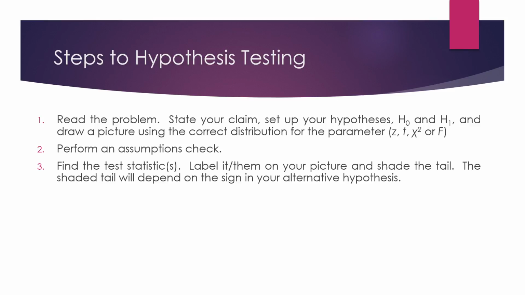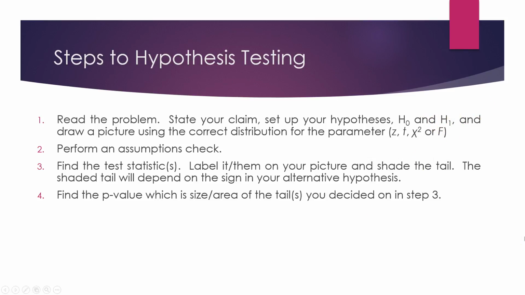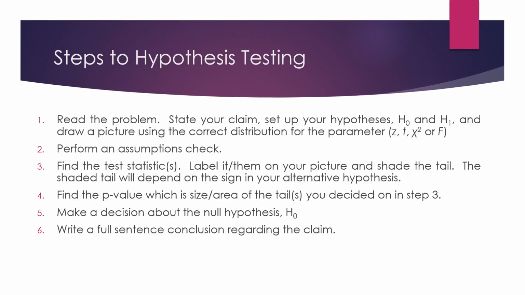So next is find the test statistic, which is a new term to us, but it's not a new action. The test statistic is actually a z-score is what it could be, or it could be a t-score, chi-square score, and f-score. You're going to label them on your picture. You may have 1 or 2, and then shade your tails. So we're going to talk about tails in a few slides. The shaded tail always depends on your alternative hypothesis, which is your H1. We'll get to that. Find the p-value, which is the size of the tails that you've shaded in step 3. Make a decision about H0. Write a sentence regarding your claim.